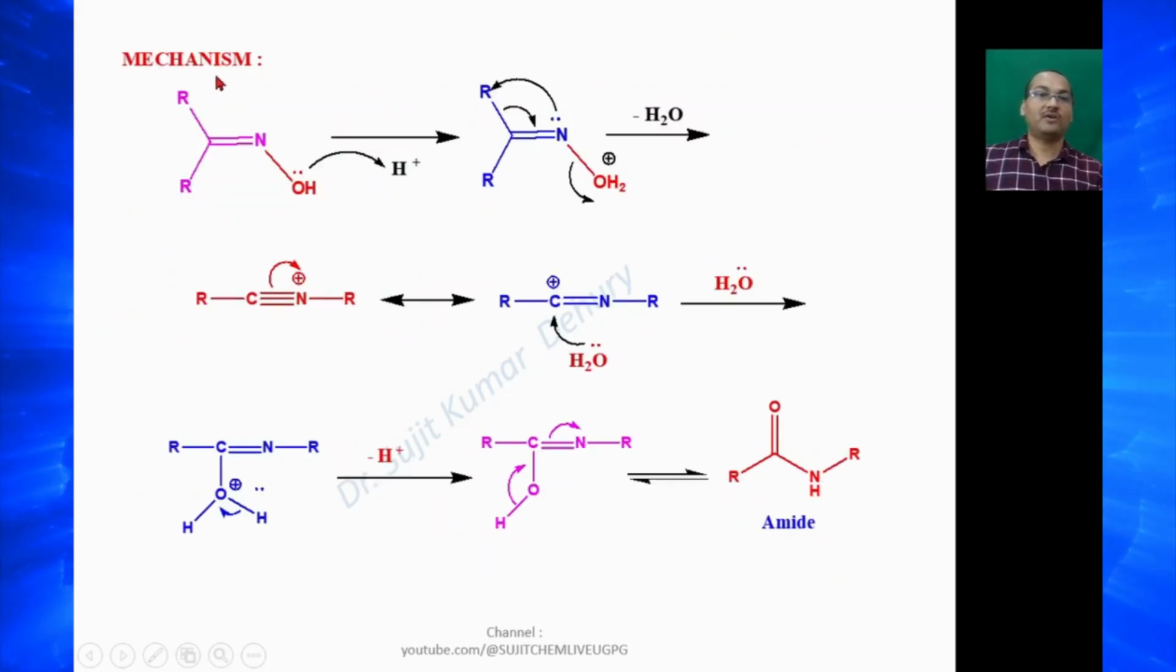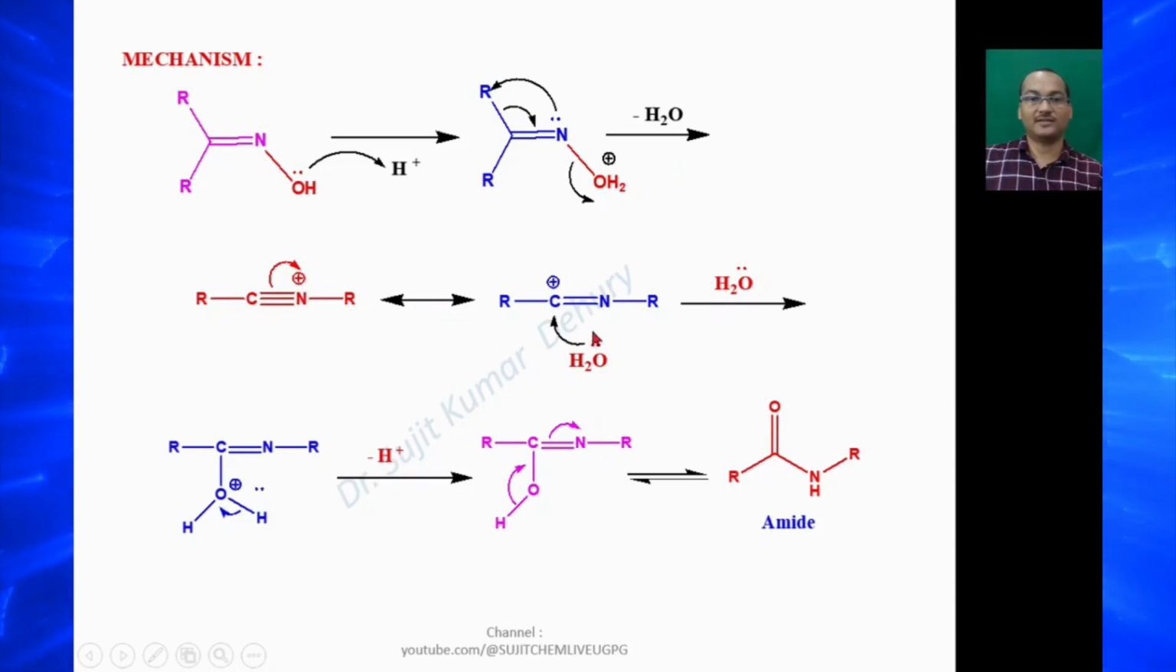Let's talk about the mechanism. This is the oxime. The oxygen lone pair can act as a nucleophile and attack H plus, so this becomes OH2 plus. Here the rearrangement takes place. The nitrogen lone pair will attack this R group, the C-R bond will break, and it will kick out the water as the N-O bond breaks on O plus. As a result, you end up with this species.